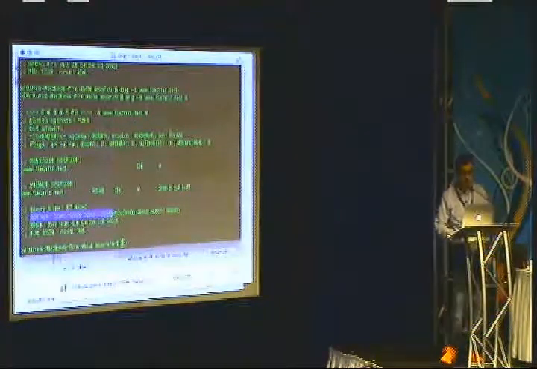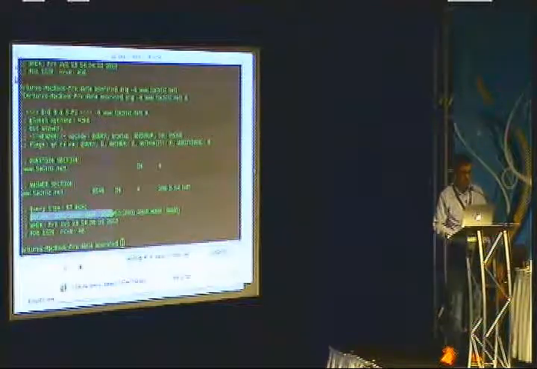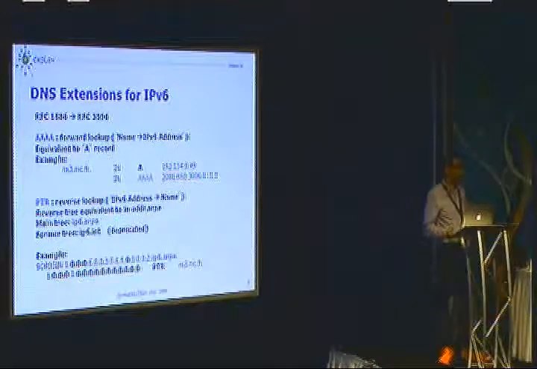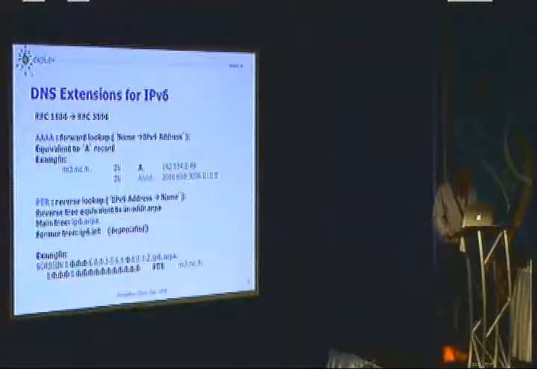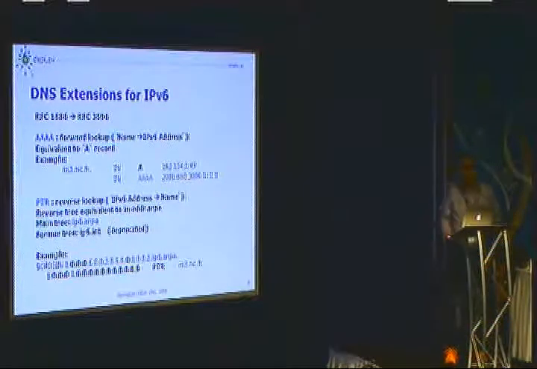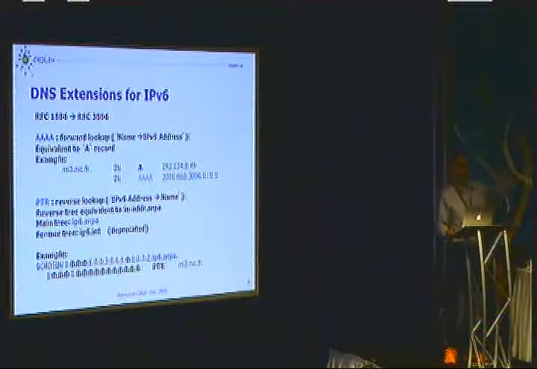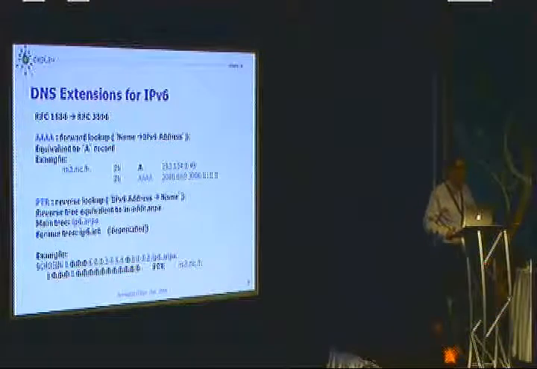So let's go back to the presentation just to talk about PTR, the reverse request. The A record and the quad A record point a name to an IP address. But also we can ask, okay, I have this IP address. Is there any name configured to that address? When is that important?